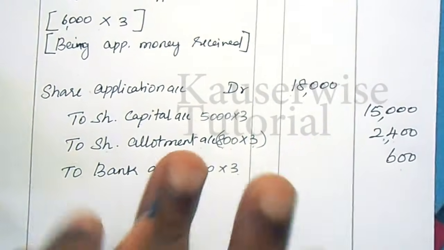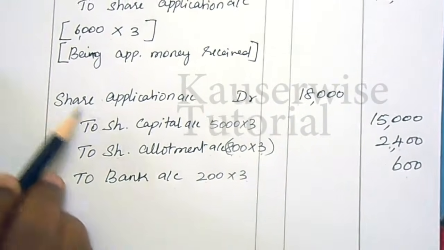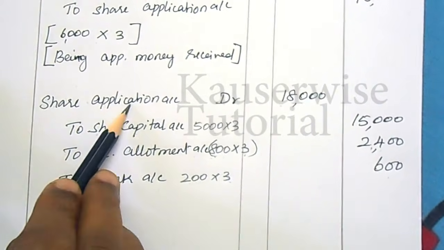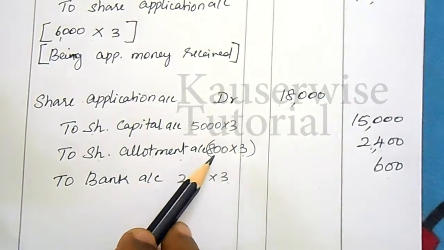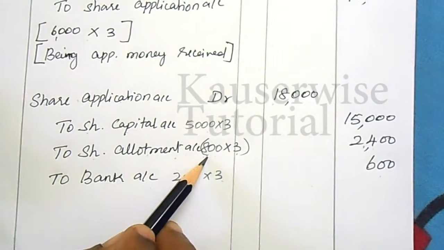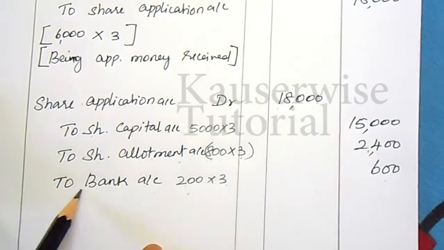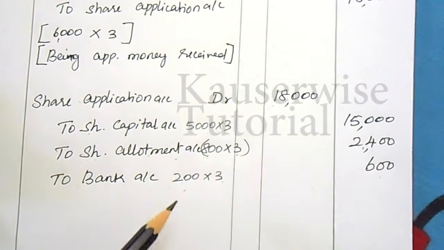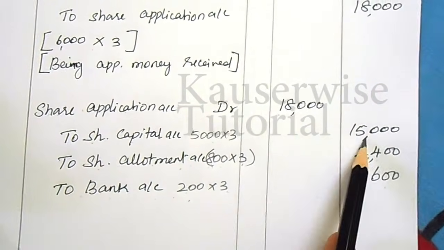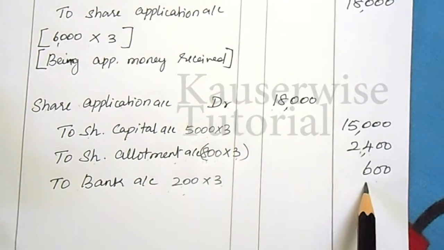So here we have entered 3 transactions in one entry. This one is a combined entry. The first entry is the transfer entry, share application to share capital. The second one is share application account debit to share allotment. This one is pro-rata, that is, the excess applications retained towards allotment. And the third one is the rejection entry, share application account debit to bank. So we have made one entry as a combined entry. Share application 18,000. In that, 15,000 transferred to share capital, 2,400 pro-rata allotment and 600 rejected.